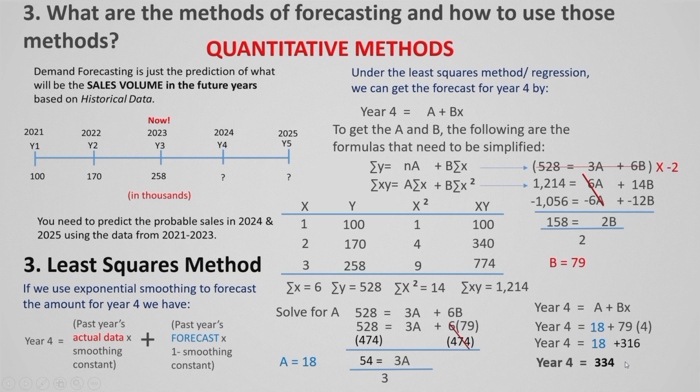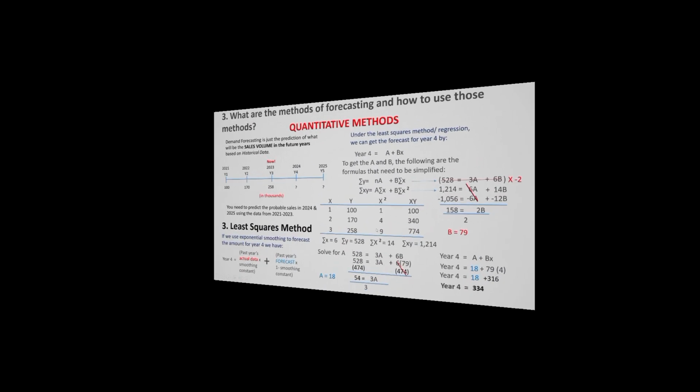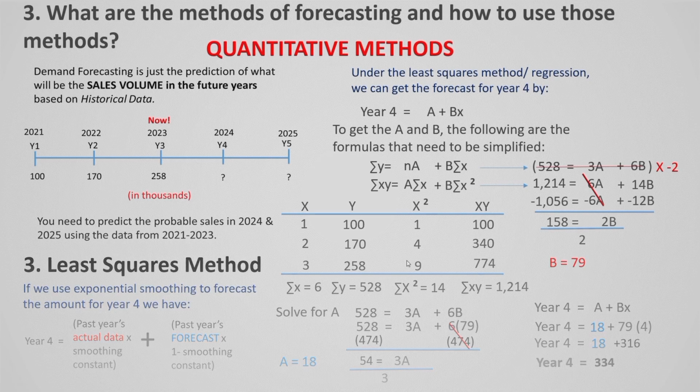Now, the beauty of having this formula already is that you can make a forecast for year 5 or year 10 by just changing the x. If you want to forecast year 5, you can just change this 4 to 5. And that's it. So that would be all for least squares method and regression analysis. Now, let's have the final slide for this presentation. Welcome to the last slide.